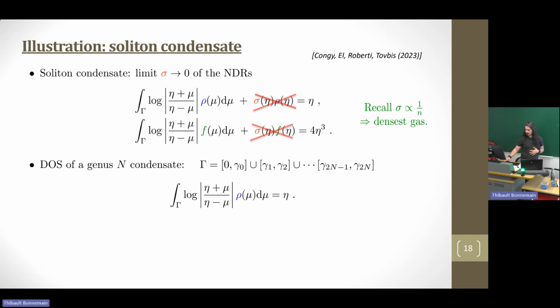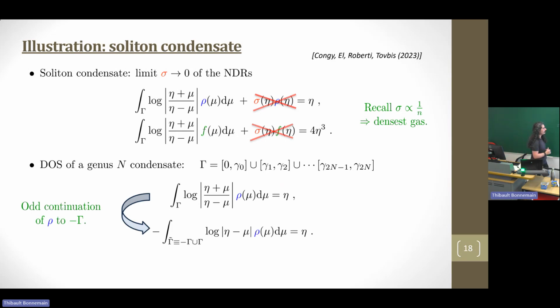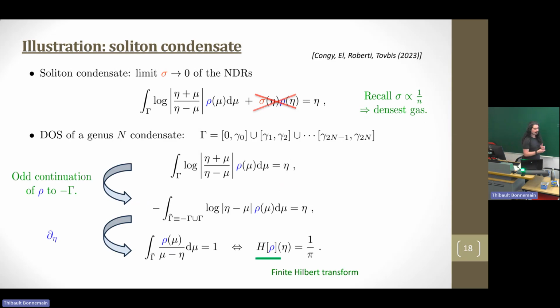Okay. So the first thing I will do to solve it is start by performing the analytic continuation of the density of states to minus n. This is to put my equation in this form. And to get then the canonical form of the NDR, I need also to take the derivative. And this is nice because it rephrases my condensate nonlinear dispersion relation in terms of a finite Hilbert transform. And this I know how to invert.